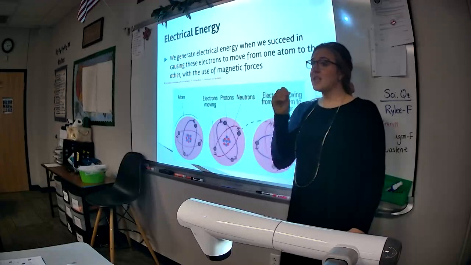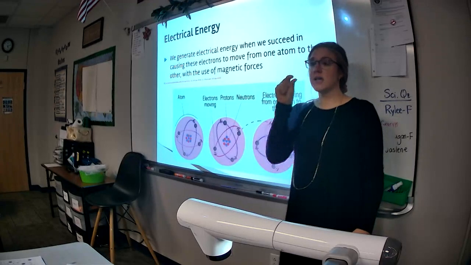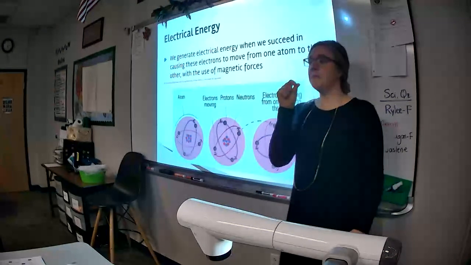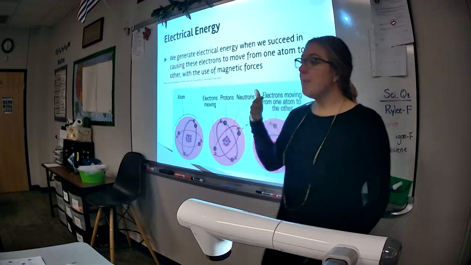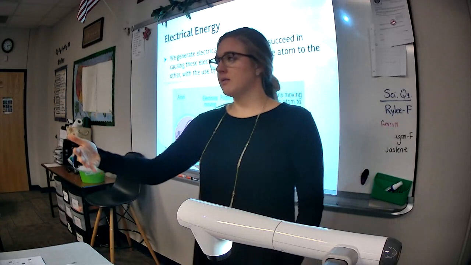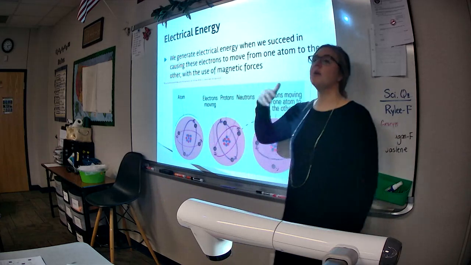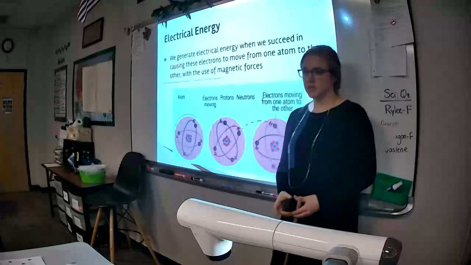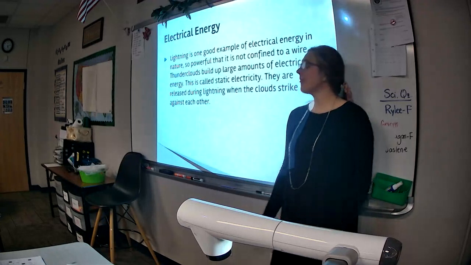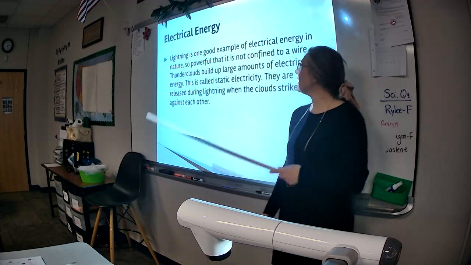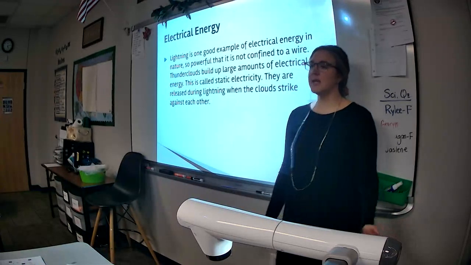That is actually lightning on a very small scale. So, that jumping of electrons is what causes the spark. Now, when we can cause electrons to jump around all the time, we can get a constant flow of electricity. Lightning is one good example of electricity in nature.